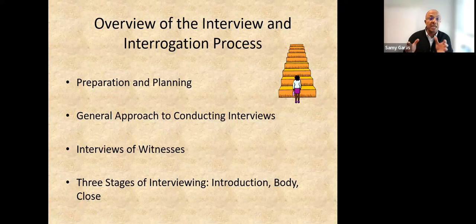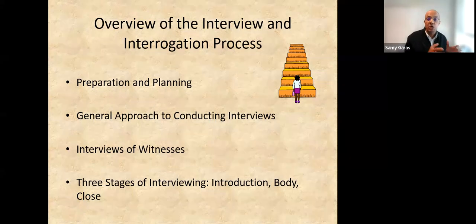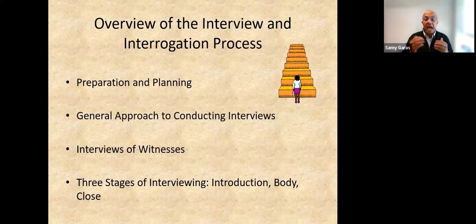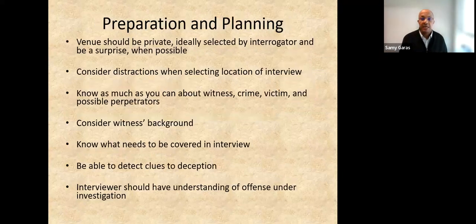It's not only questioning, it's location, it's tone, it's questioning, it's taking notes. So we have to plan everything, not just the questions. Then we have to see how we approach the interview, what we should do during the interview, how we interview the witness, and what the structure of the interview is, the different parts of the interview: how we start, what the main body of the interview is, and then how we end the interview.